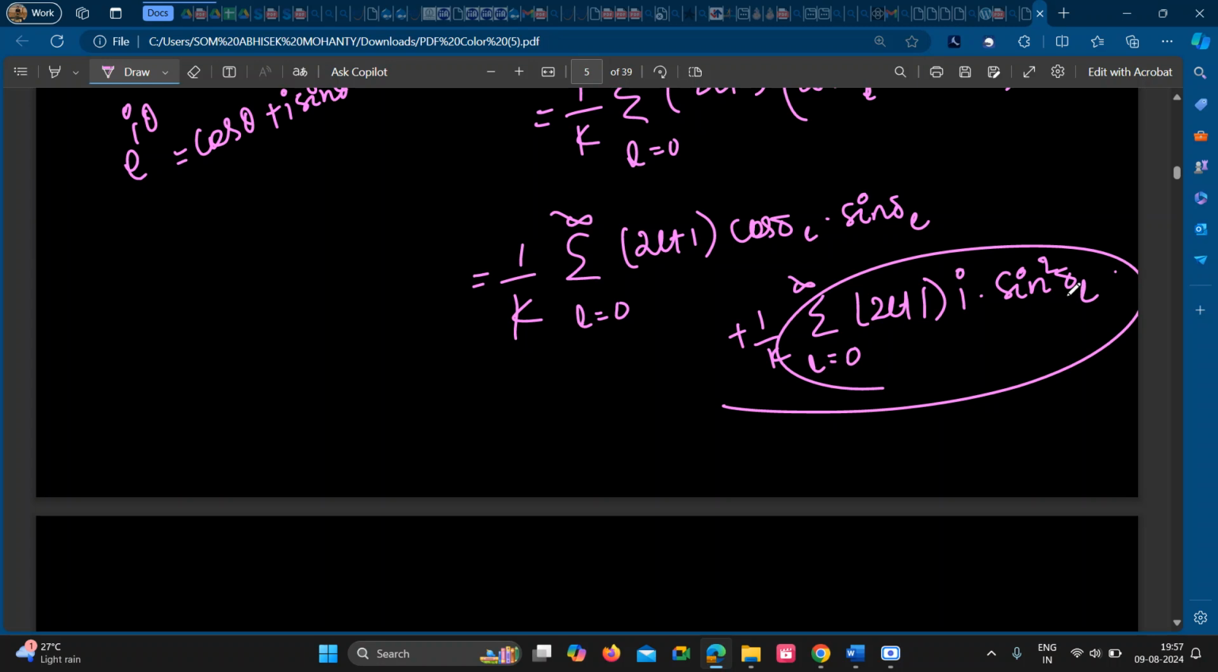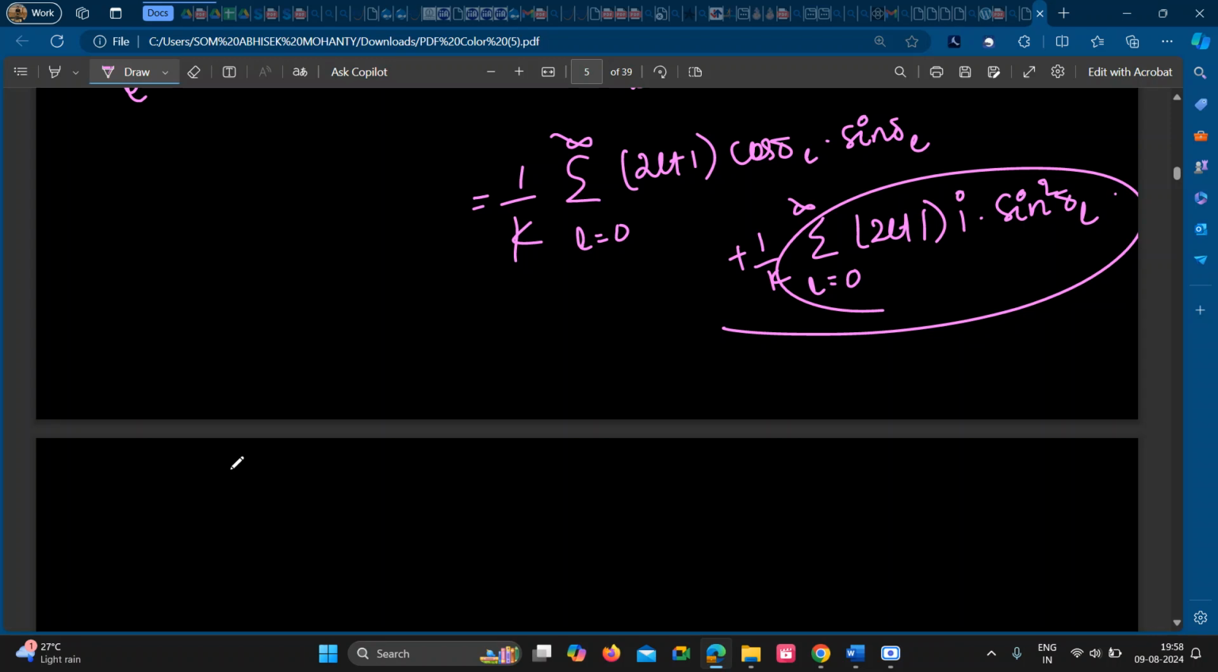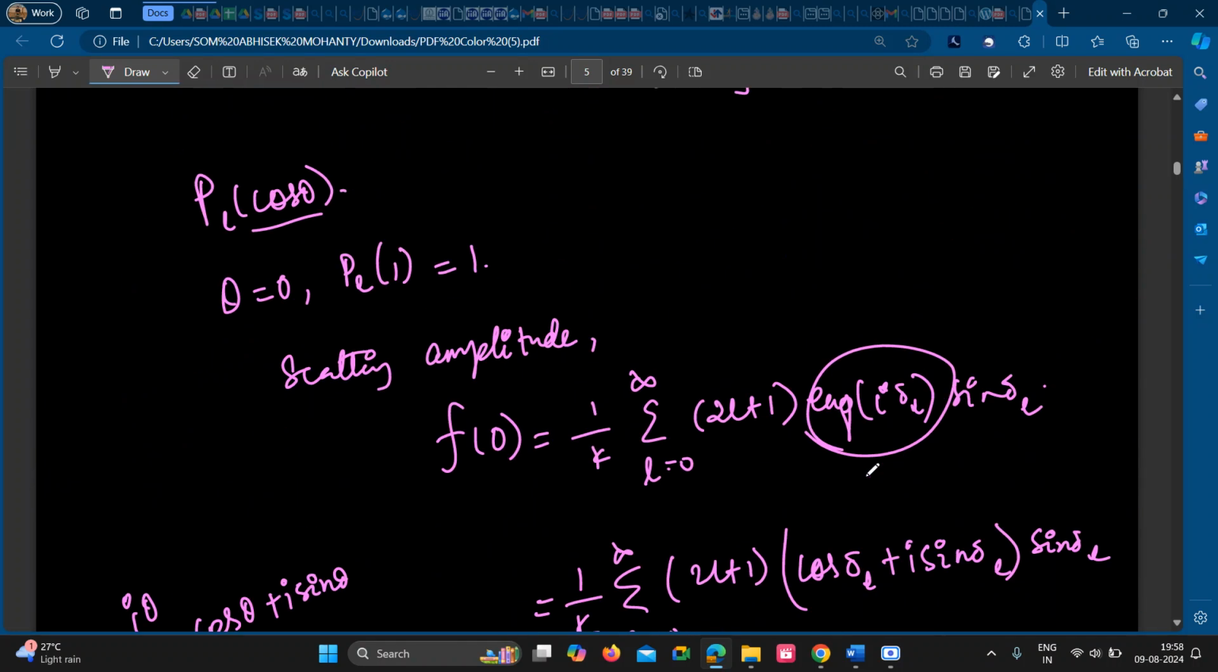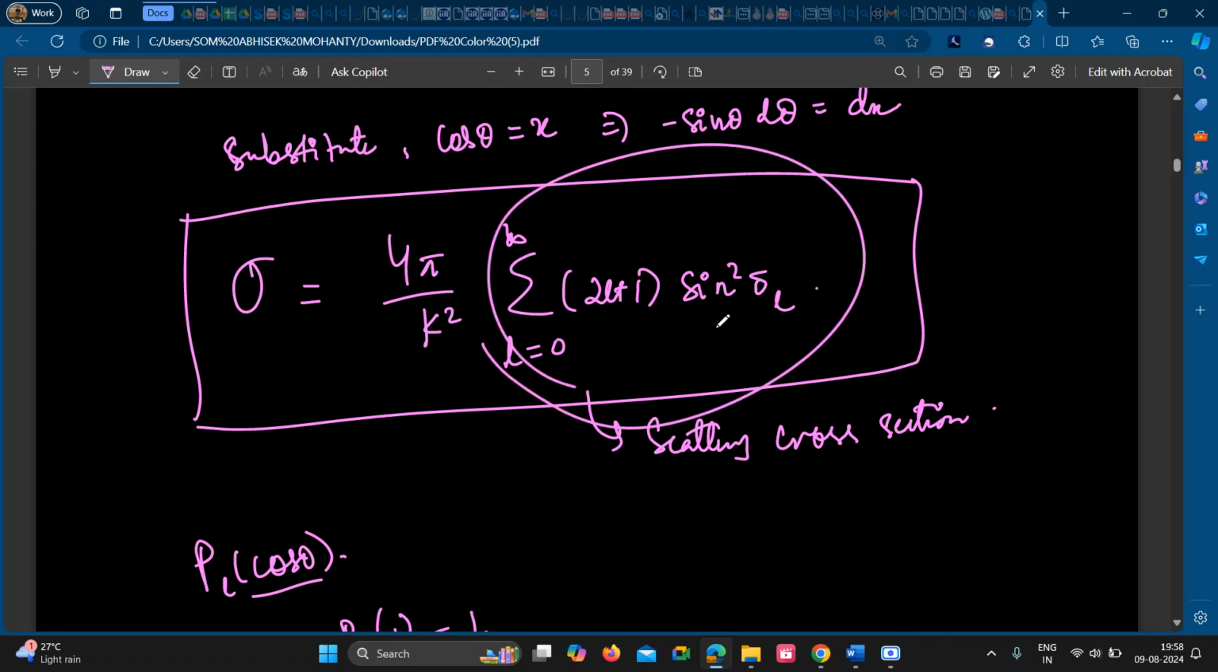So I will only write that term. So imaginary f of 0 will be what? 1 by k. As I have written imaginary, I don't have to write i again, okay? Sum from 0 to infinity of (2L plus 1) sine square delta L. Okay, so if you check, this is what this expression is, isn't it, in sigma?